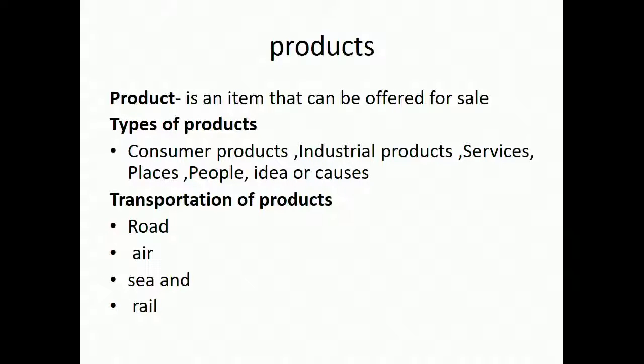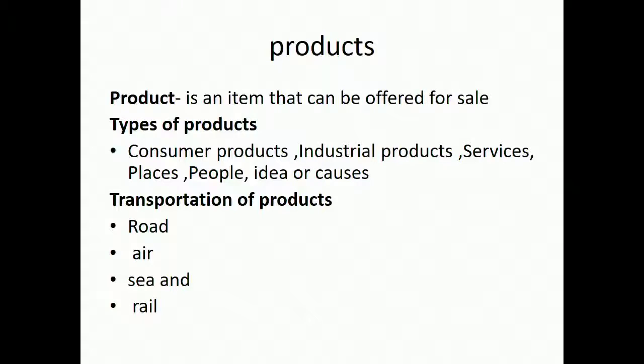Now, in any business activity, these products need to be transported from the manufacturer to the retailers and to the customers. What are the types of transportations that are used in this case? And this may include the road aspect, the air, sea, and railway.